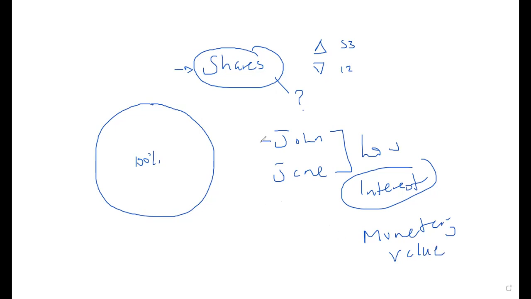Because John can say, I'm very interested. And Jen says, I'm also very interested. So how interested are you? And then John says, well, I'm only 25% interested, while Jen is 75% interested, which means the monetary value Jen has attached to that company is higher than John's.